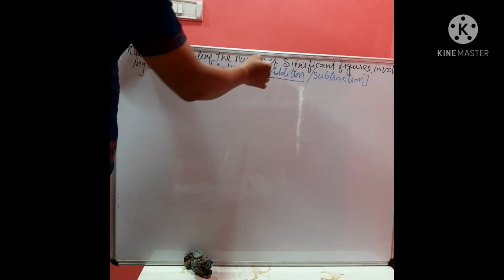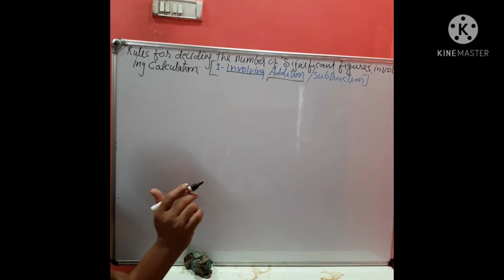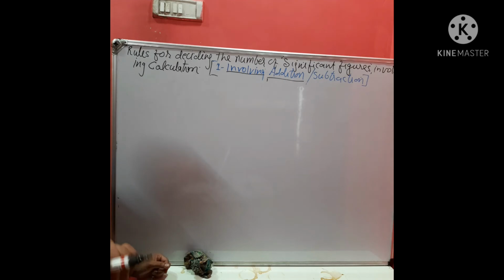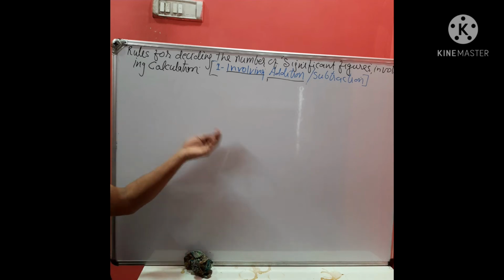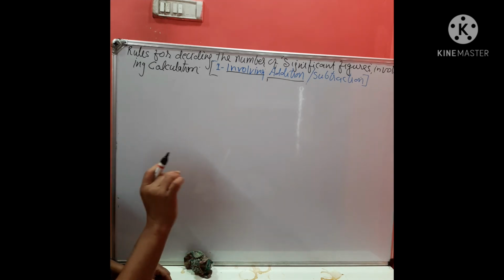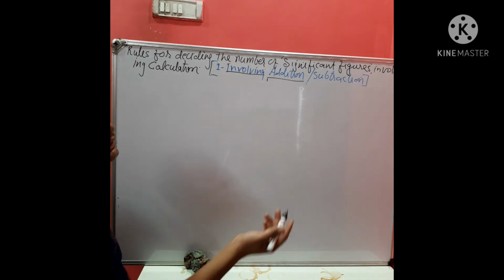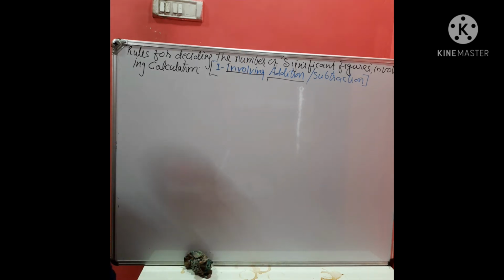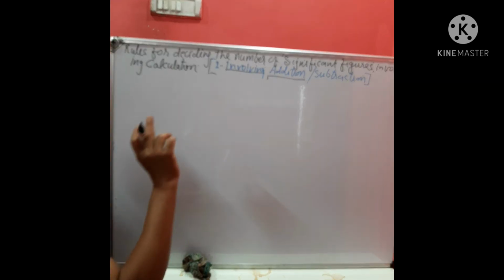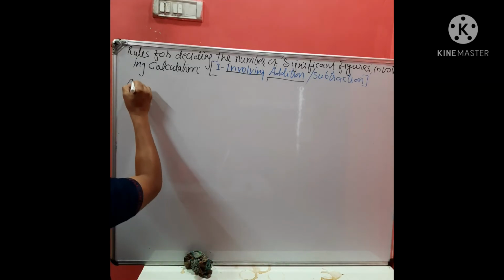Yes, student, next one: rules for deciding the number of significant figures involving calculations. Question problems are there, so there may be addition, subtraction, multiplication and division. So for which type of calculation we have to give significant figures. First one, I am starting with involving addition and subtraction. That is, if the question involves addition or subtraction.